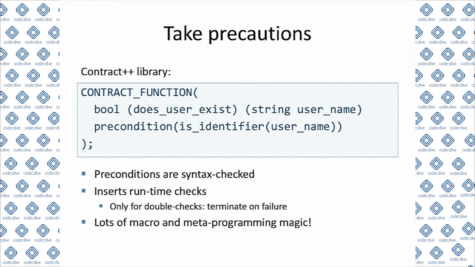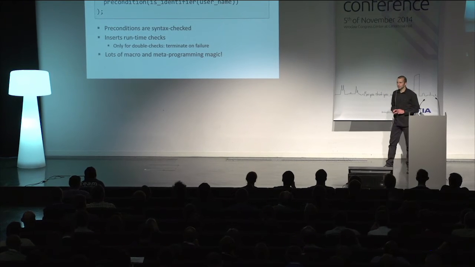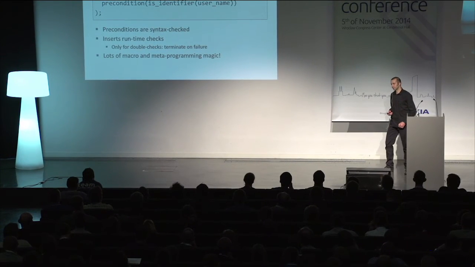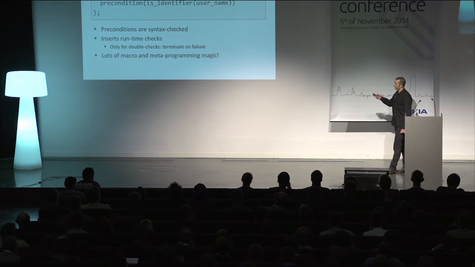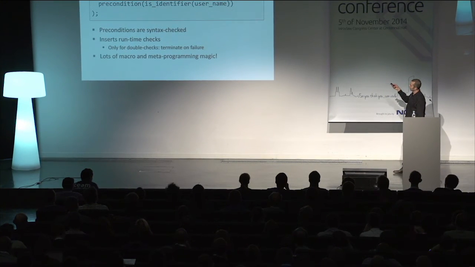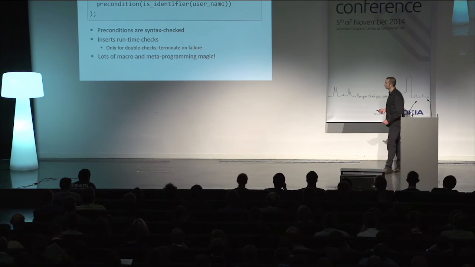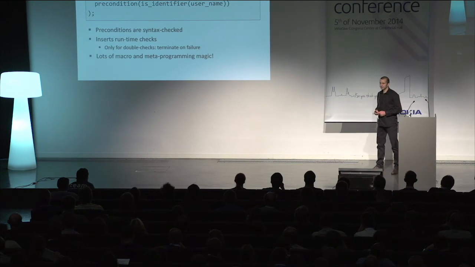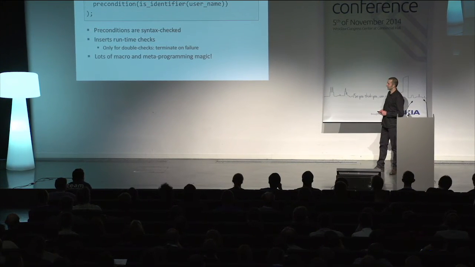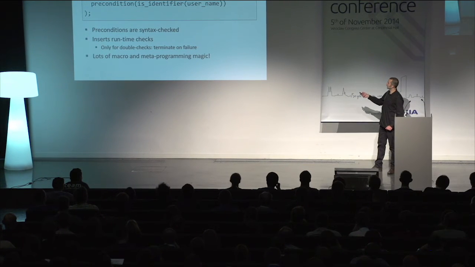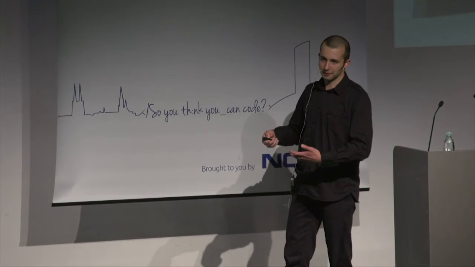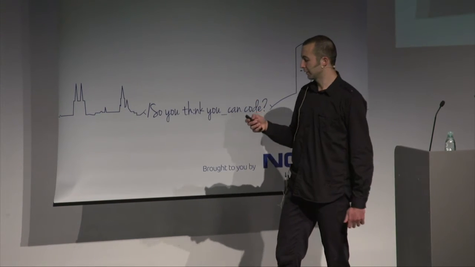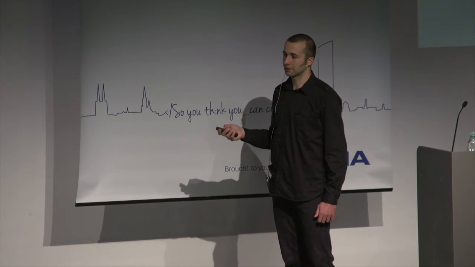If you want something more, if you're not satisfied with comments, there is one library worth knowing of, contract++, recently accepted into Boost, but not shipping with Boost yet, which allows you to declare a function along with its precondition. What you get is that the compiler will syntax check that your precondition makes sense. And it will give you an error if you, for instance, refactored the function signature but forgot about the precondition.